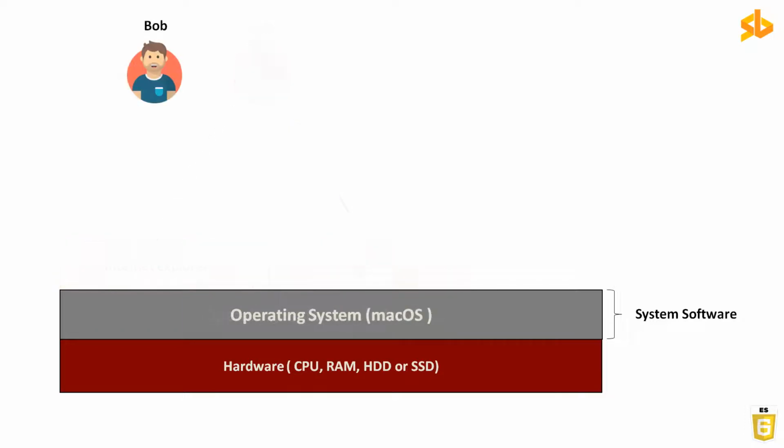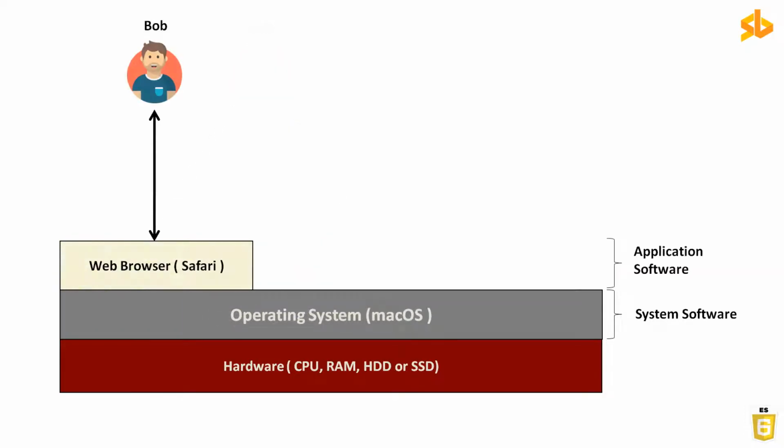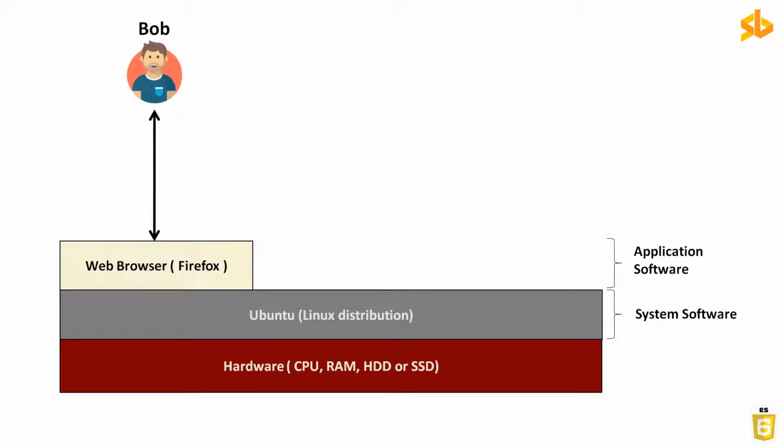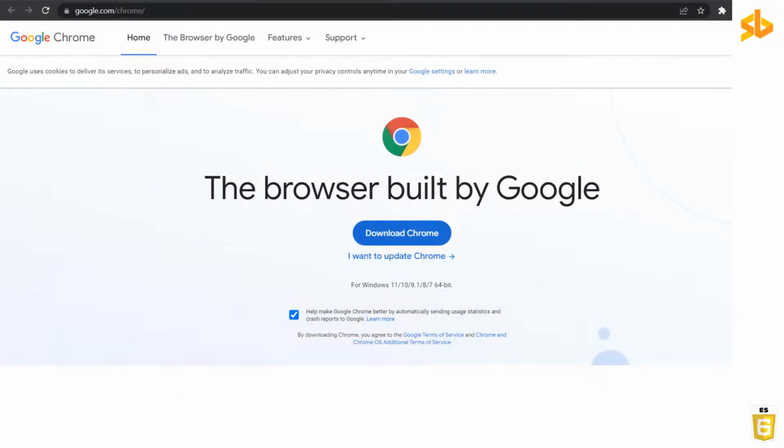In Apple's macOS, we get Safari as the default web browser. And most of the Linux-based operating systems or distributions come with Mozilla's Firefox. Now all these browsers are amazing. They're all very sophisticated and stuffed with modern features to run any kind of web application. But in this course, we will be using Chrome, a browser developed and provided by Google.